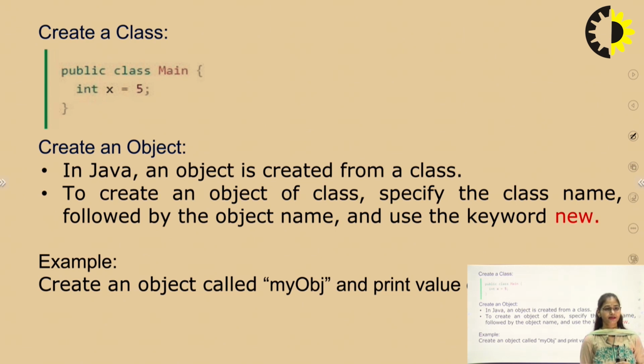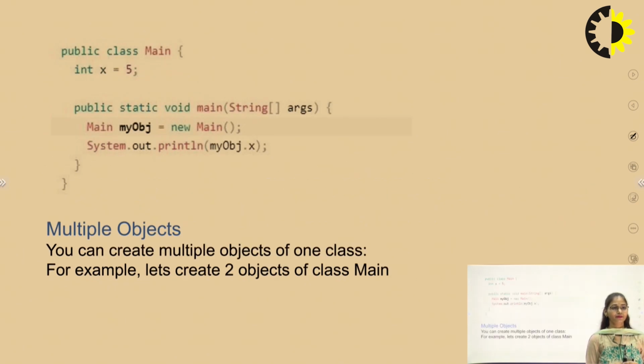So, that will be creating an object. In Java, an object is created from a class. To create an object of a class, you have to use the new keyword. The new keyword means that it will allocate some memory in your system. In the class we have the integer x equal to 5, which means the variable x takes a memory space of integer type, and in that memory address the value 5 is assigned.